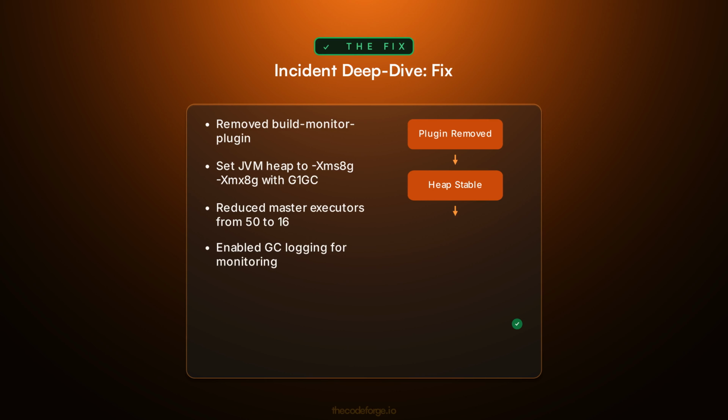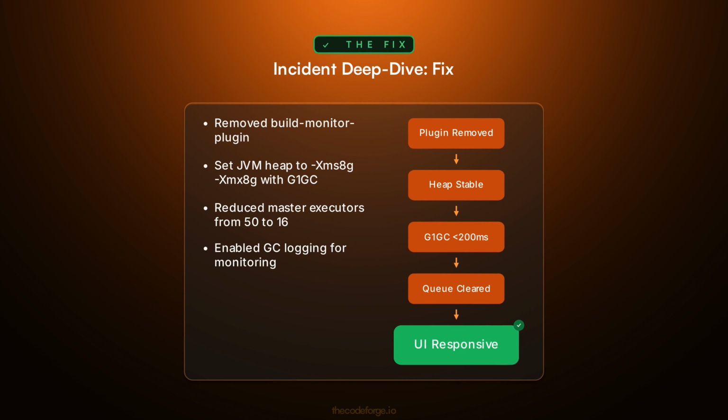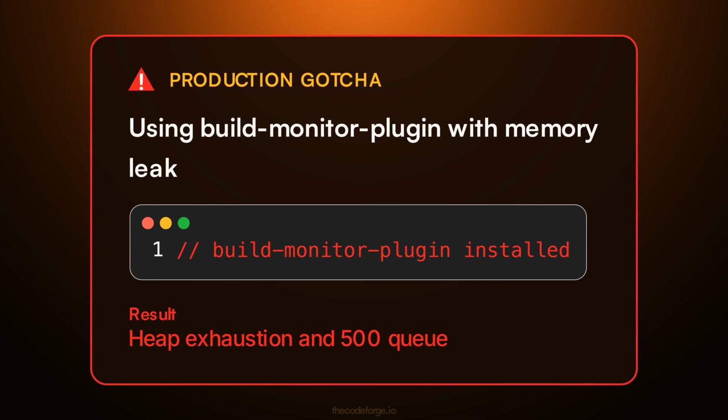The fix was straightforward. Remove the offending plugin, set proper JVM heap parameters, and reduce master executors. After these changes, GC pauses dropped to under 200 ms and the queue cleared. This was the exact incident from the hook. The Build Monitor plugin had a memory leak that caused heap exhaustion. Remove unused plugins to avoid this.